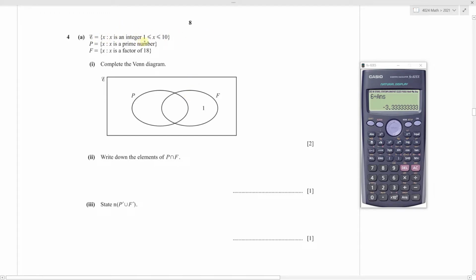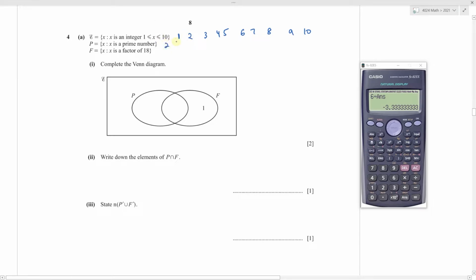Your universal set is every number from 1 to 10, where x is an integer. So 1, 2, 3, 4, 5, 6, 7, 8, 9, and 10. And P is a set of numbers from this universal set which are prime numbers. So which are prime numbers here? 1 is not a prime number, since the definition of a prime number is that it should have two different factors. So 1 has only one factor, which is itself, 1. So it does not have two different factors.